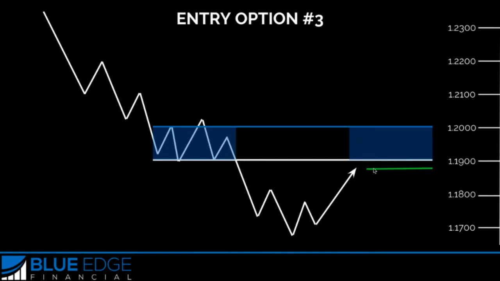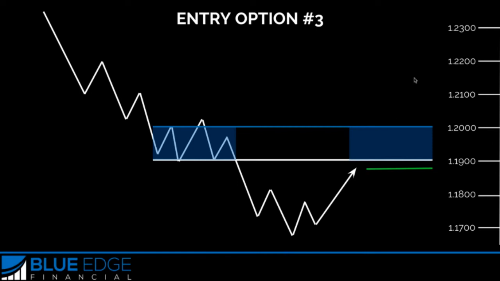So which option do you choose? Should you get in right here at this price level or up here at this price level? Why not both? You can actually enter in on both as long as you have your plan written out beforehand. Let's go through how you would write out that plan. First of all, you want to determine the point of invalidation, or in other words, where you would put your stop loss.